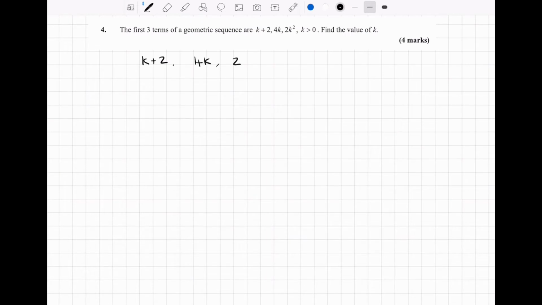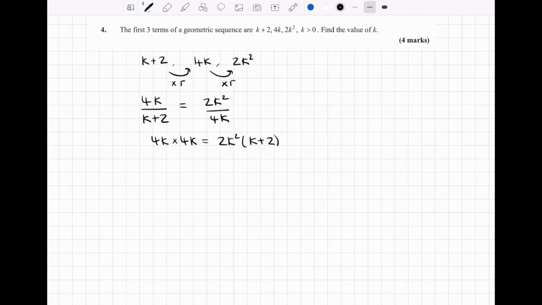First up, we have a geometric sequence. So our first term is k plus 2, next term 4k, and third term 2k squared. So if we know the ratios are the same between each of these, if we do 4k divided by k plus 2, that's the same as 2k squared over 4k. And if we rearrange this equation, we can solve this all for k.